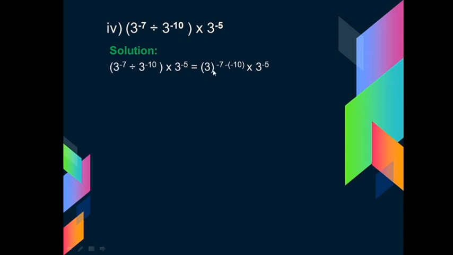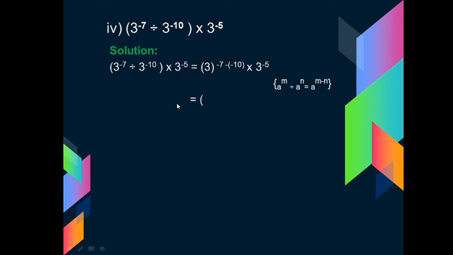So that is 3 raised to the power minus 7 divided by 3 raised to the power minus 10, as we have to do the subtraction, and both the numbers are given with the negative sign. That's why we have to write here minus and again minus 10, by using the law a raised to the power m divided by a raised to the power n equals a raised to the power m minus n.